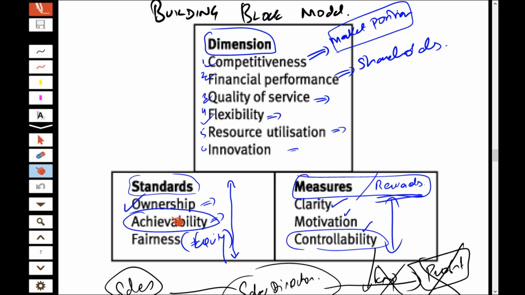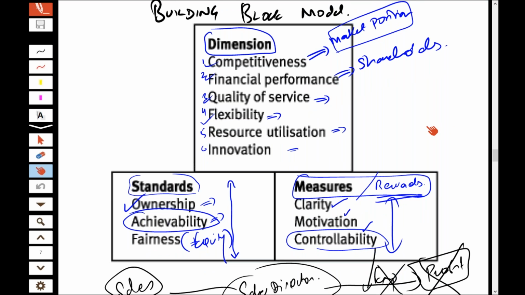Now, then we talked about the concept that different measures need to be followed. Now, what are those different measures? The different measures of the rewards need to have clarity, motivation, and should be based upon the controllable factors. So we talked about all of them.